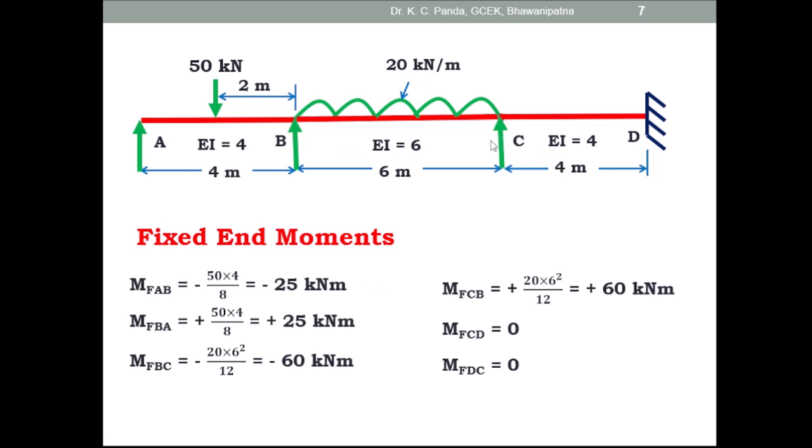Then take the BC span and assume the ends B and C are fixed. Then find out the fixed end moments MFBC and MFCB. So MFBC is equal to minus WL square by 12, that is minus 20 into 6 square by 12, is equal to minus 60 kilonewton meter, and MFCB is equal to plus 20 into 6 square by 12, is equal to plus 60 kilonewton meter. Then take span CD, and on the span CD there is no loading. So the fixed end moments MFCD and MFDC, both are 0.